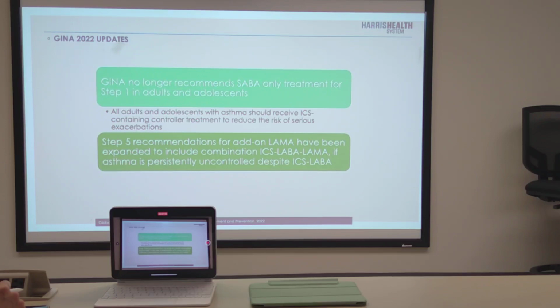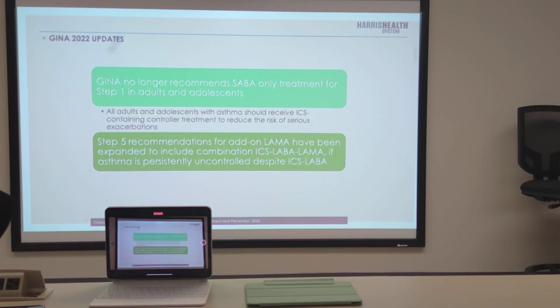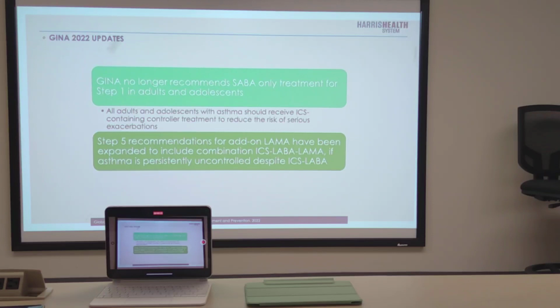In the past, historically, and I think a lot of times even in practice, we're used to everyone just being on an albuterol inhaler as as-needed medication therapy. But the GINA guidelines actually recommend the use of inhaled corticosteroids in addition to formoterol.